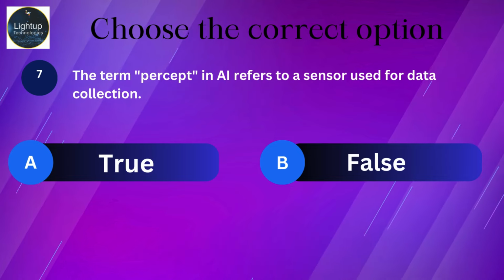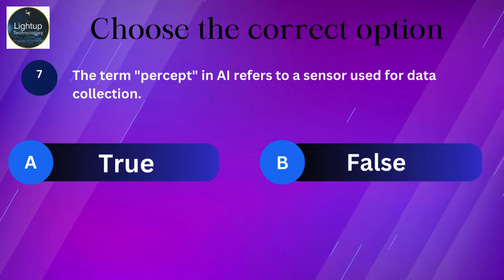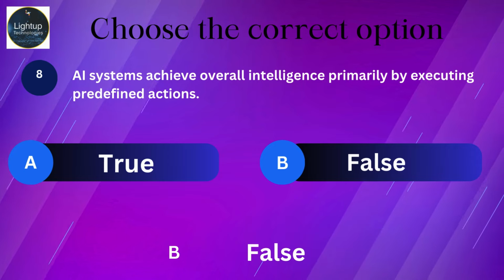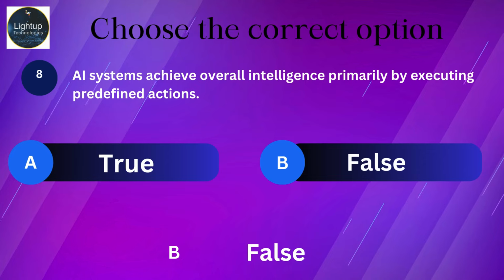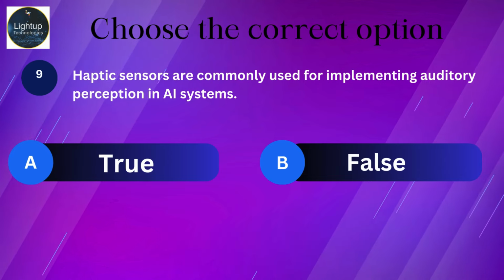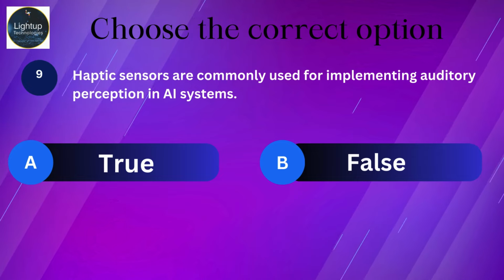The term percept in AI refers to a sensor used for data collection. AI systems achieve overall intelligence primarily by executing predefined actions. Haptic sensors are commonly used for implementing auditory perception in AI systems.